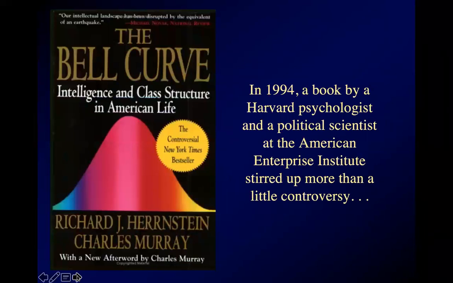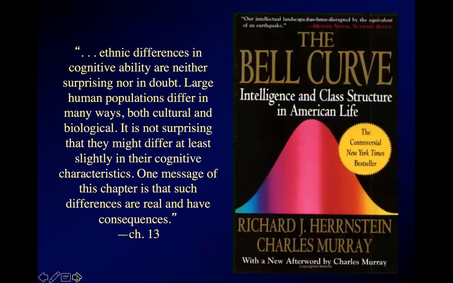So I was in grad school when this book came out, a book by Richard Herrnstein and Charles Murray. Murray being a psychologist at Harvard and Herrnstein a political scientist at a group called the American Enterprise Institute. It's called The Bell Curve. And you'll notice it says that this was the controversial New York Times bestseller. It definitely was, because The Bell Curve made arguments like this.